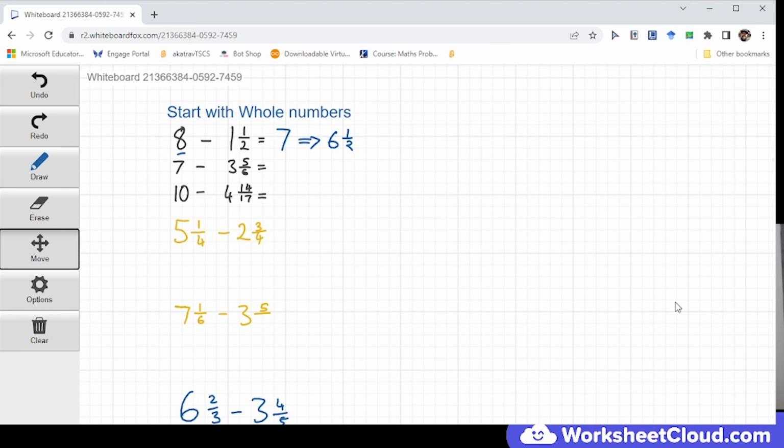So I kind of have to borrow from my whole number. So, could I then say 7, and let me write a fraction next to it? What fraction should I use?